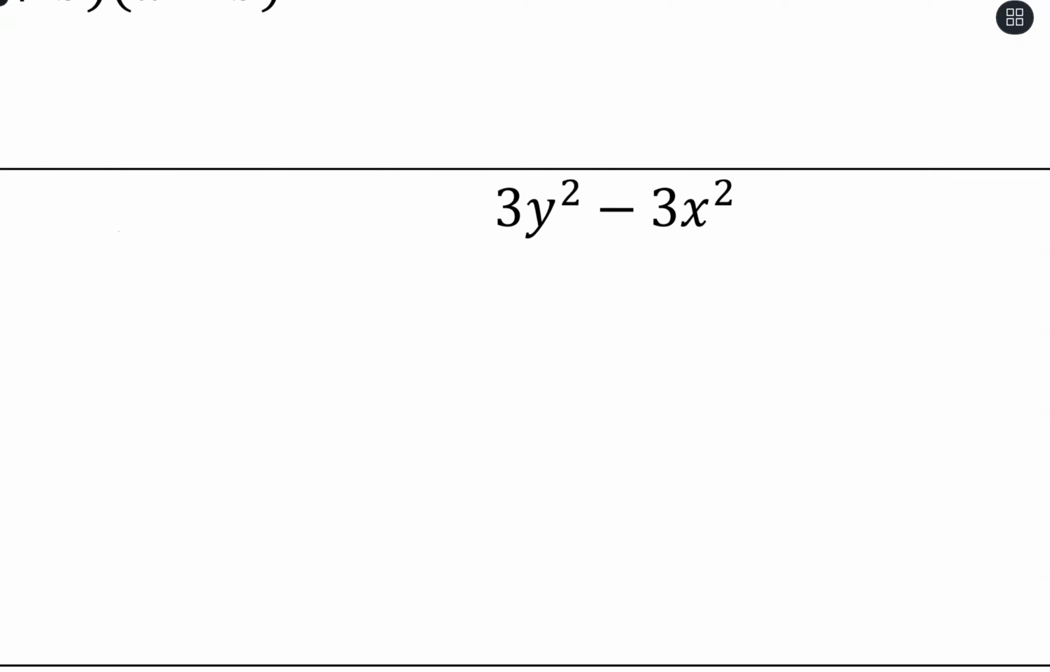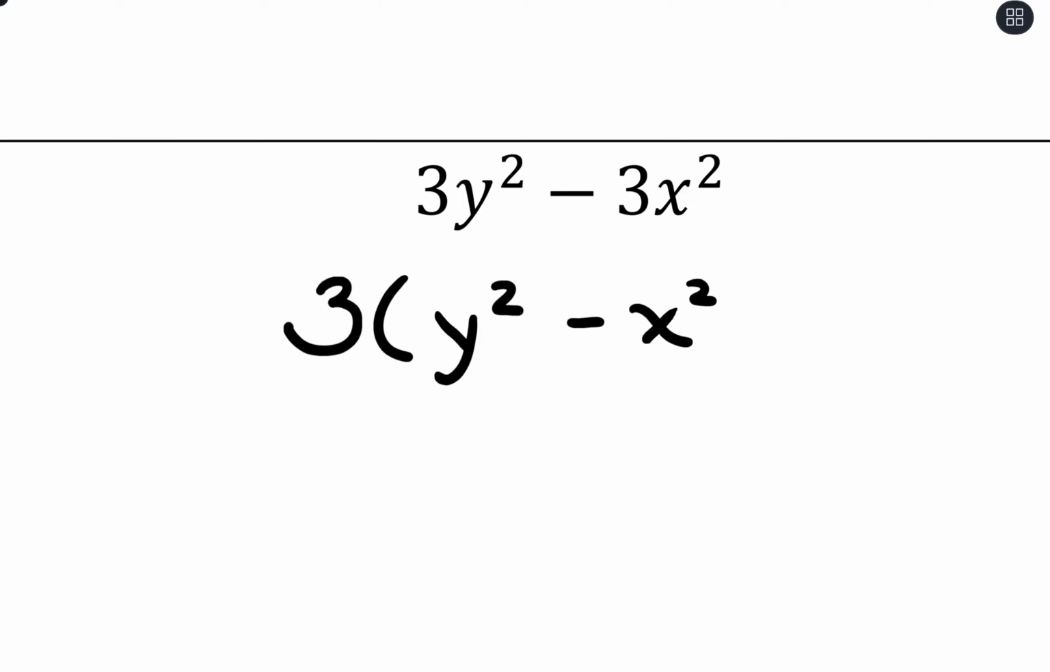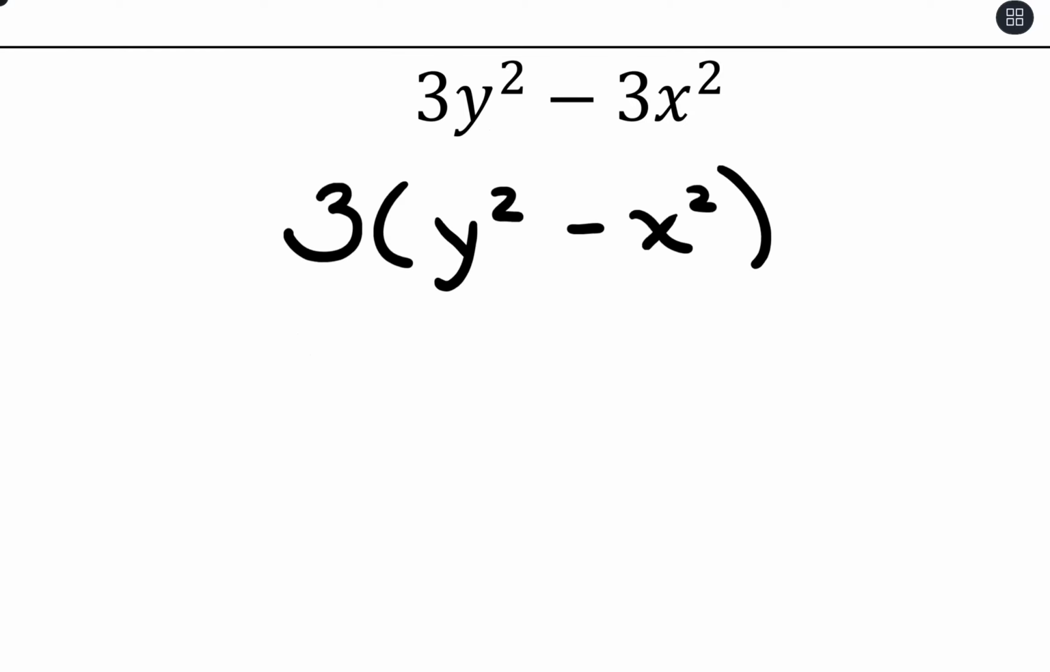Let's try that again. Now 3 is not a perfect square, but what I'm seeing is it's a common factor between the two terms, so something I could do is factor it out. So I'm left with y squared minus x squared. And then I could see my difference of squares.